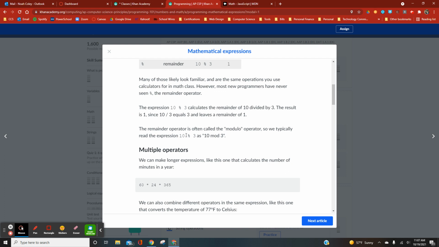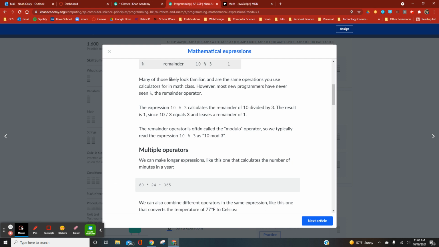And here's an explanation of how it works. The expression 10 remainder 3 calculates the remainder of 10 divided by 3. The result is 1, since 10 divided by 3 equals 3 and leaves a remainder of 1. So if you're just looking to see what's the remainder, you're not asking what's the answer plus remainder, but if you just need to see how many are left over, you would type in 10. The question really is how many times does 3 go into 10, and what's left over if I put 3 into 10? So 10 divided by 3 is 3, and a remainder of 1.